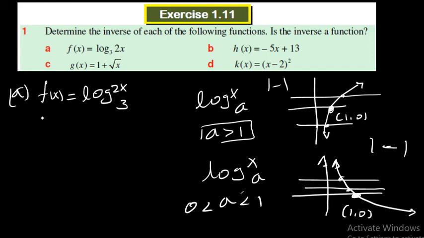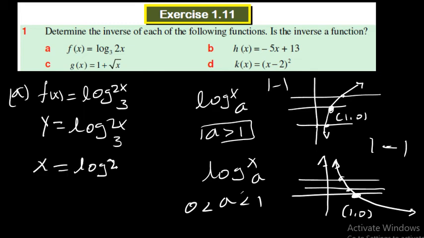So how to find the inverse? The process: f of x means y is equal to logarithm of 2x to the base 3. Then in place of y, write x, and the right side becomes logarithm of 2y to the base 3. In place of x, write y, and in place of y, write x. Next step, let's clean this part.